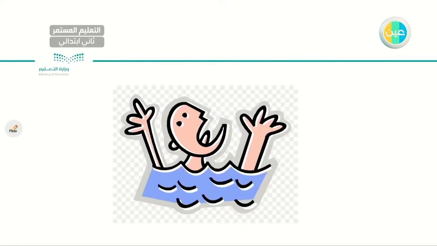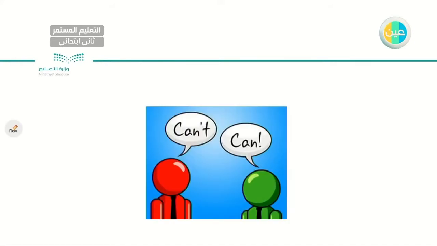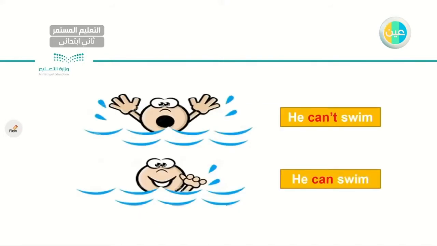Also, I need you to take a very good look at this picture and tell me what's the first thing that comes to your mind about this man. He what? He is a good swimmer. What do you think? For me, I can see a man, he is about to drown, so he cannot swim. He cannot swim. Very good, he can't swim. So, let's introduce can't and can.